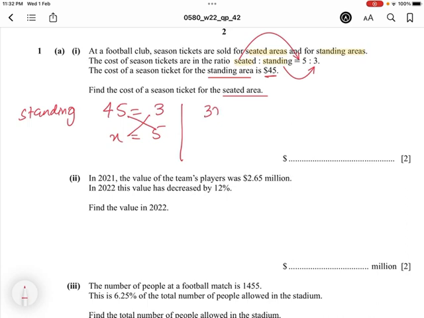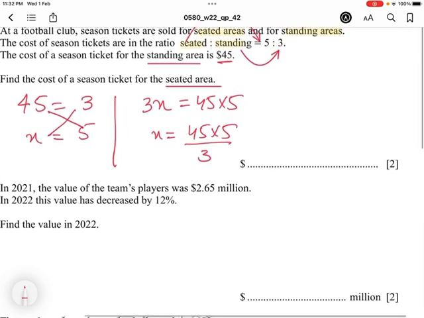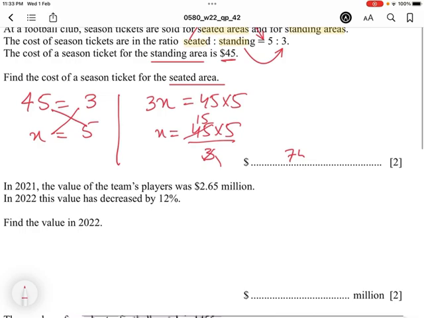So it would be 3x equals 45 times 5. x is equal to 45 times 5 divided by 3. I can easily do this by cancelling: 3 ones are 3 and 3 15s are 45, and 15 times 5 is 75.